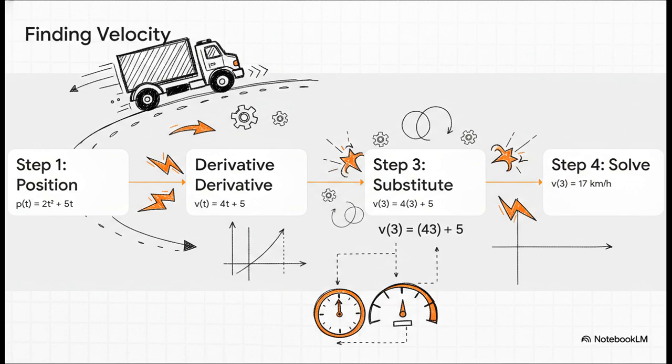The calculus part is done. The rest is just simple algebra. In step 3, we substitute our specific time t equals 3 into this new function. 4 times 3 is 12, plus 5 gives us 17. And step 4 gives us our action or business intelligence. At exactly the 3-hour mark, the truck is moving at 17 kilometers per hour. That right there illustrates the incredible power of differentiation.